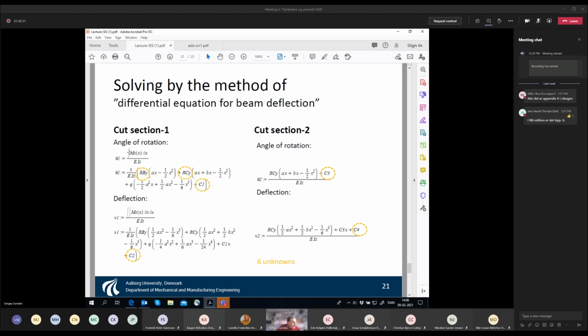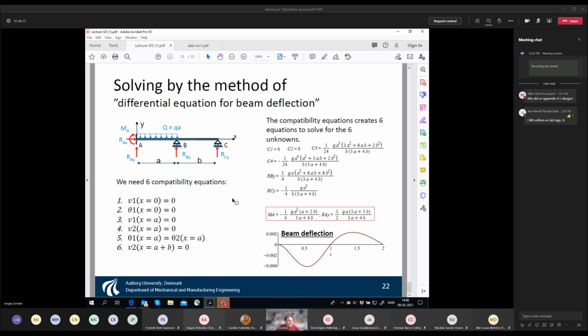Then we have to integrate, and this is what Johnny actually wrote here. You have to integrate once to find the angle of rotation, and this is how it looks for section 1. And then you take the second integral, and you have this very ugly formula for the deflection. Then for the second section, again you do the angle of rotation, and you do the deflection. And then as you can see here, you have 6 unknowns.